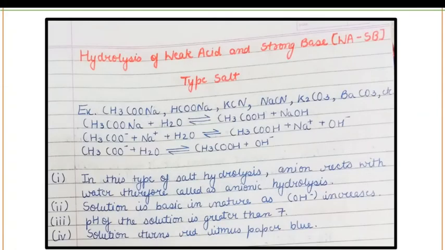Next is hydrolysis of weak acid and strong base type salt. In that particular article, in this type of salt hydrolysis, the anion reacts with water. That's how it is known as anionic hydrolysis. And in this case, the solution is basic in nature. That's why the pH of the solution will be greater than 7, and this solution turns red litmus into blue litmus. Okay.